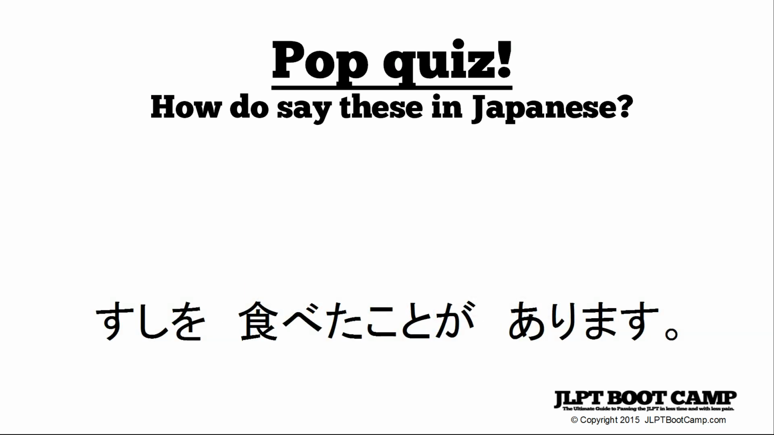In Japanese, that would be sushi o tabeta koto ga arimasu. So sushi, of course, is sushi. O is the object marking particle. Tabeta is the casual past tense of taberu, to eat. Koto nominalizes it, turns it into a noun. Ga marks it as the subject. Arimasu means it exists. In this structure, ga arimasu is used to talk about possession again.